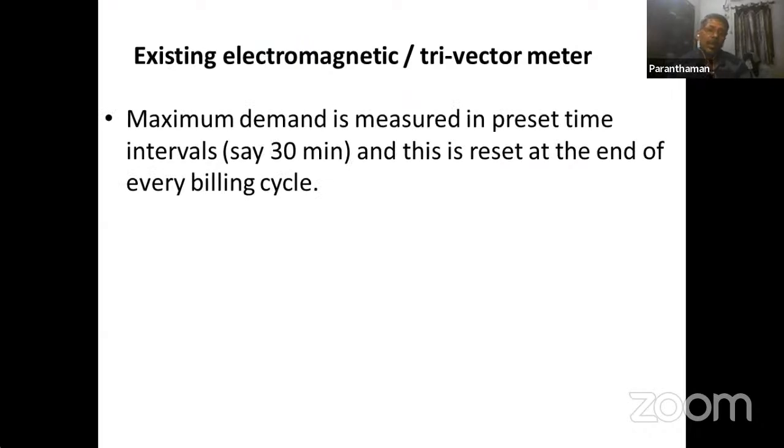In the old electromagnetic meter, there is also a facility to measure the maximum demand in a preset time. It can be set for 30 minutes or so, and this is reset at the end of every billing cycle.